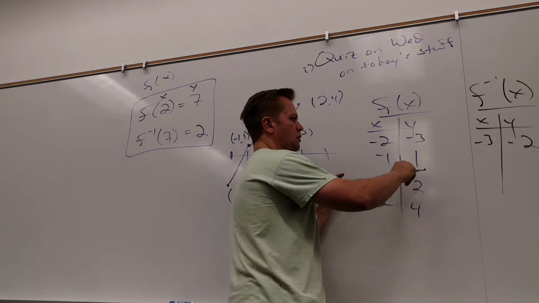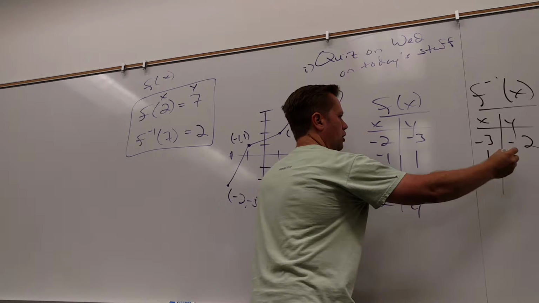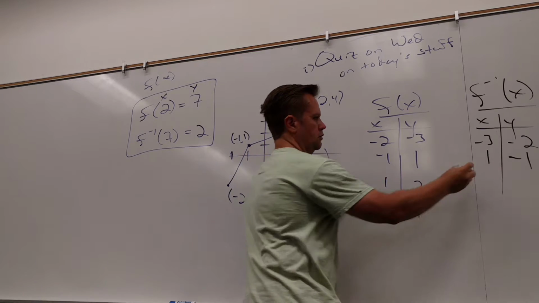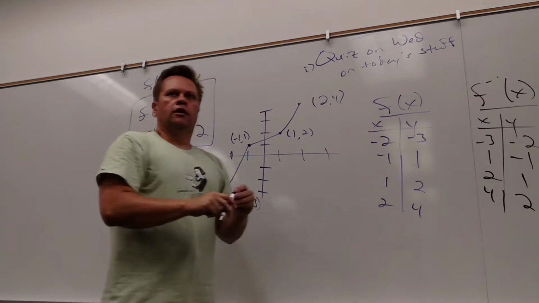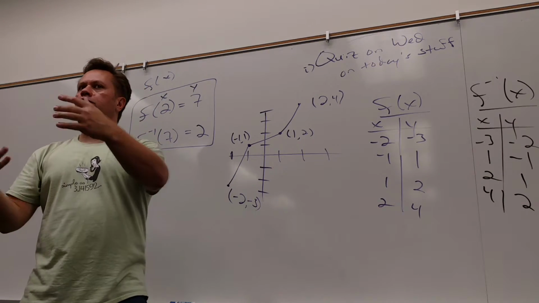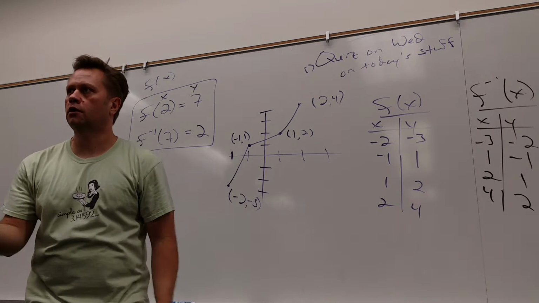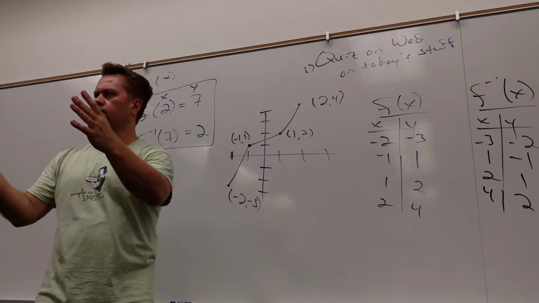So this is whatever it did to -1 to make it 1, it's going to take 1 to make it go back to -1. 2, 1. 4, 2. And now plot those points. We'll see what the inverse function looks like. We don't even know what these functions are, but I know what they look like.